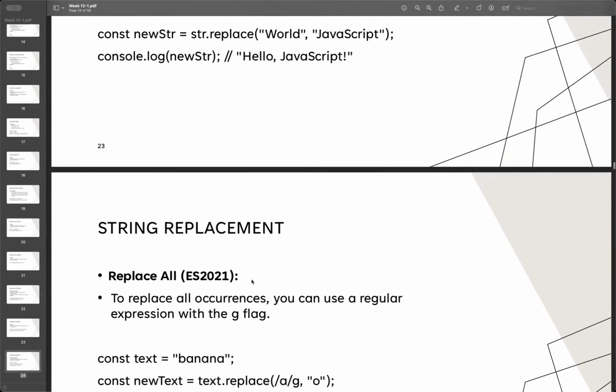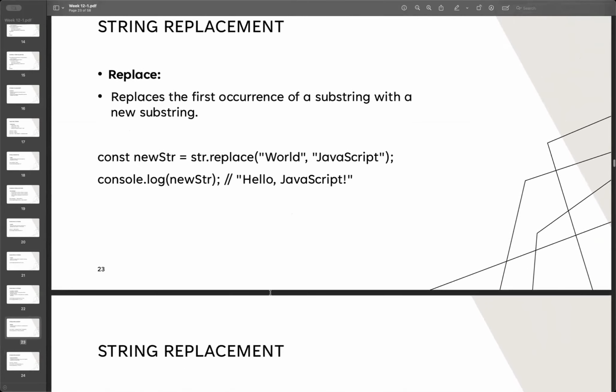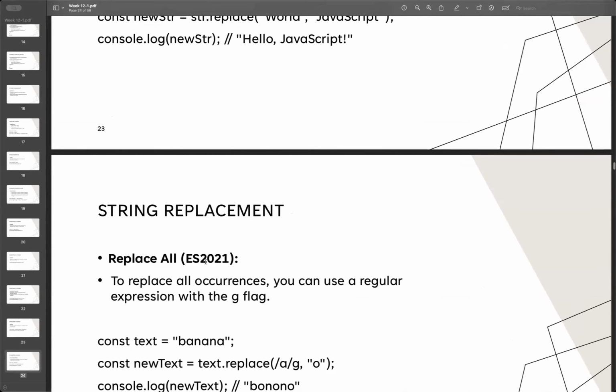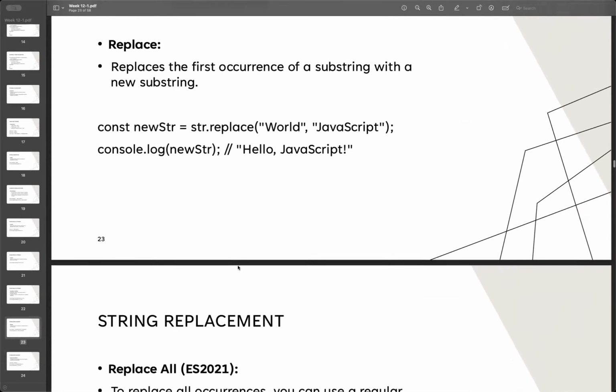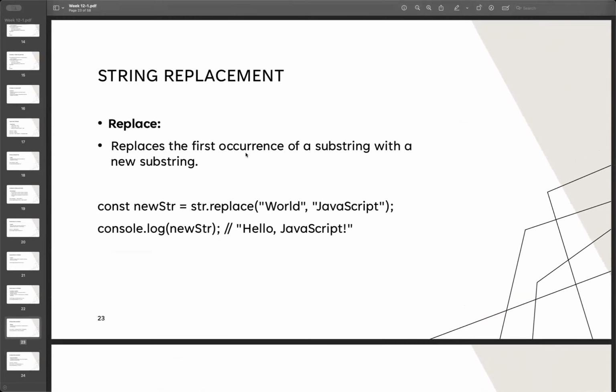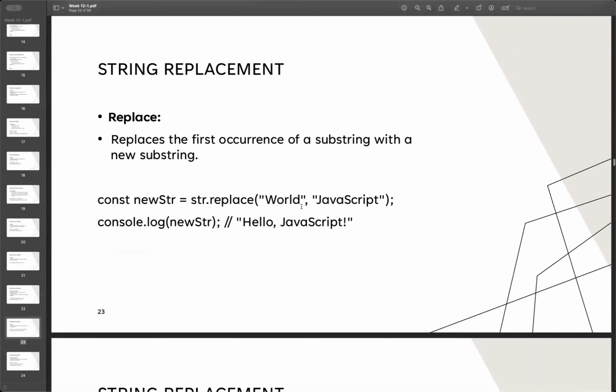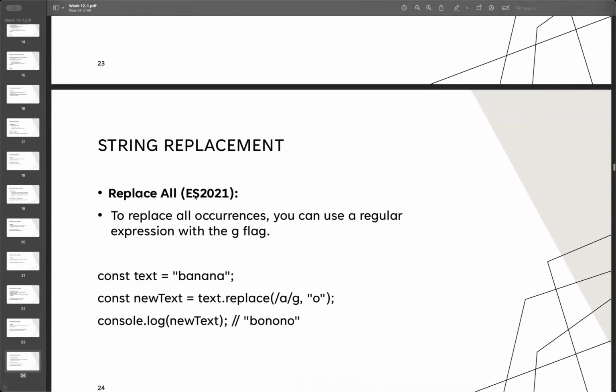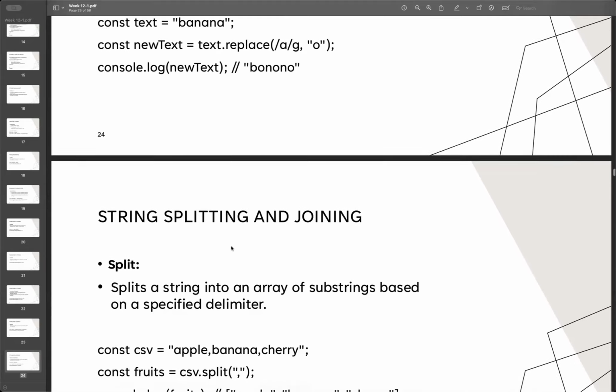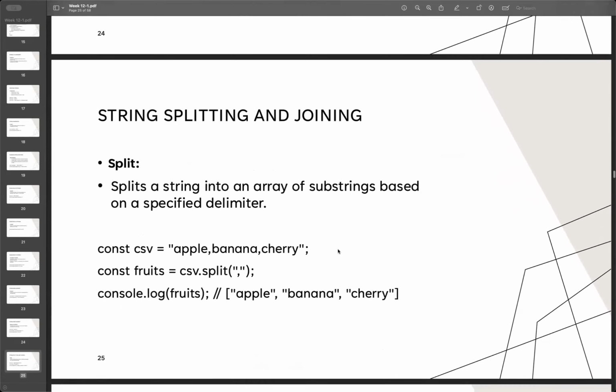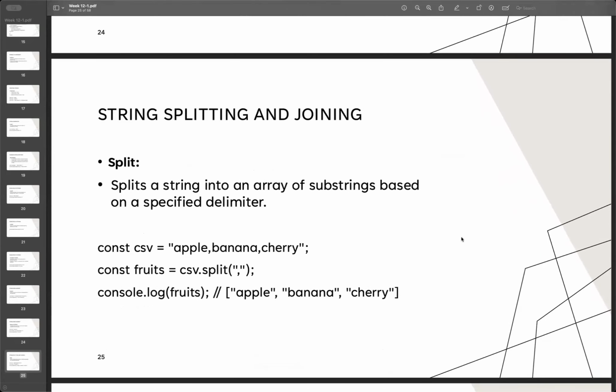Because if you remember, in the old days, before the year 2021, you only replaced the first occurrence that appears. So here's the difference between them. And then we use split if you want to split the string into an array of substrings, based on a specific delimiter.